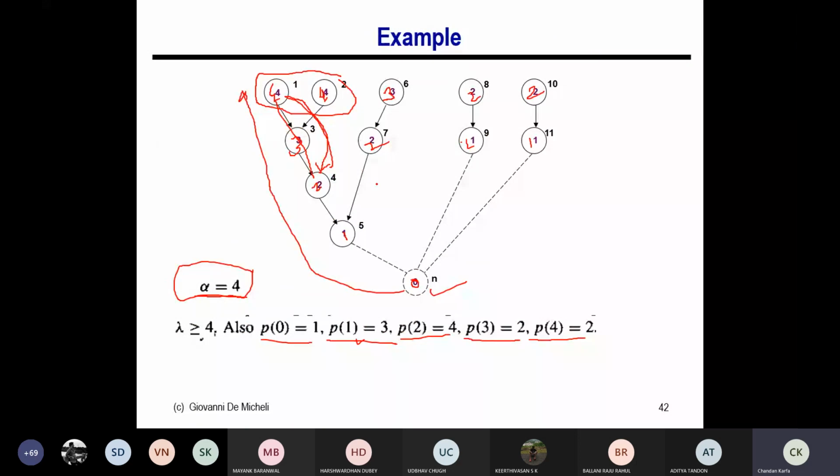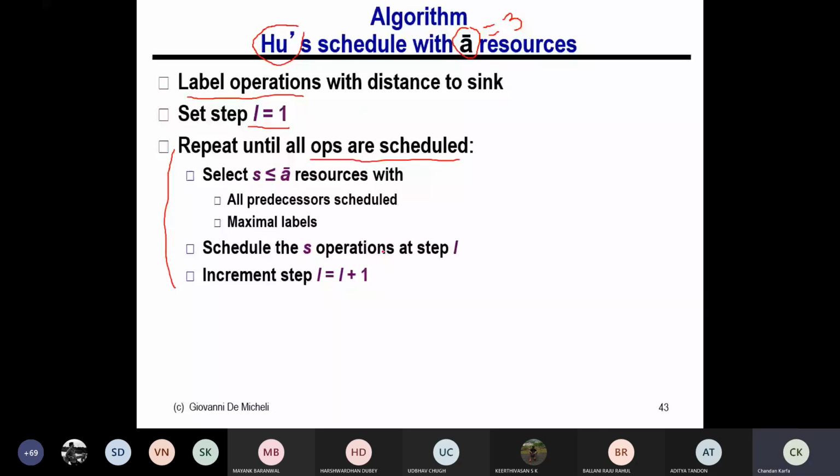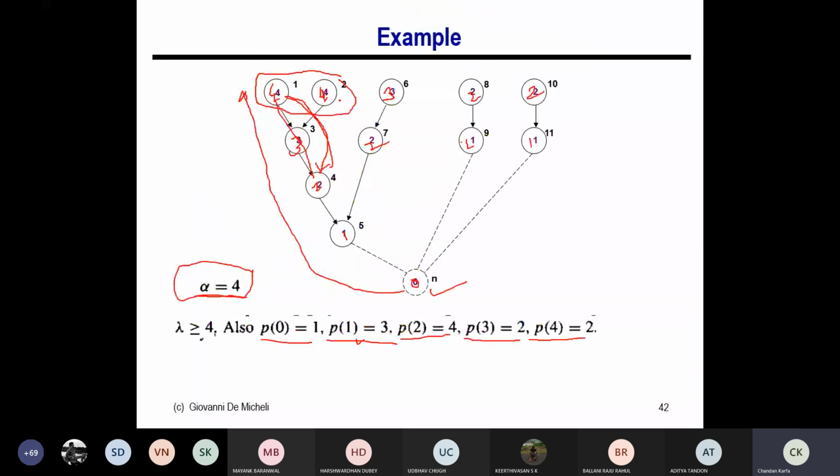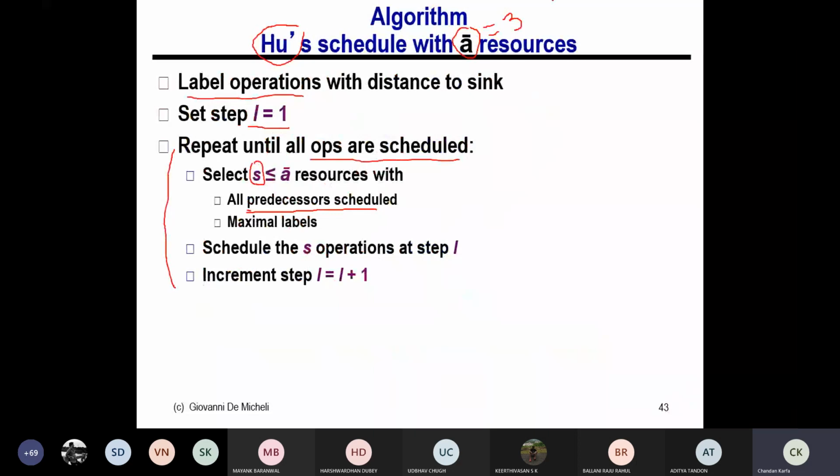In this example we have already seen that the 5 nodes 1, 2, 6, 8, and 10 are schedulable in time step 1, because they depend only on inputs, and we can assume inputs are available at that point. So we find the set S of operations schedulable in this time step, meaning all predecessors are scheduled. In time step 1 I identify these 5 operations, but because my resource bar is 3, I cannot schedule all 5. I have to select 3.